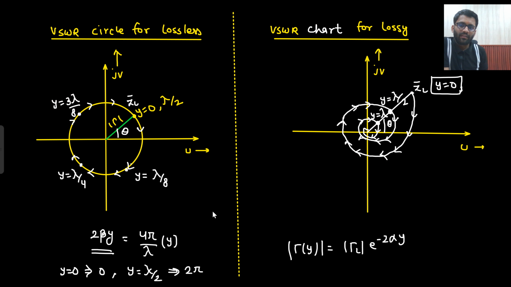It is the magnitude of the reflection coefficient at load times e to the power minus 2 alpha y, right? We have seen here mode of gamma L e to the power minus 2 alpha y. And if you don't remember, then simply write down the formula. What is the formula? ZL minus Z naught upon ZL plus Z naught, e to the power minus 2 gamma y.